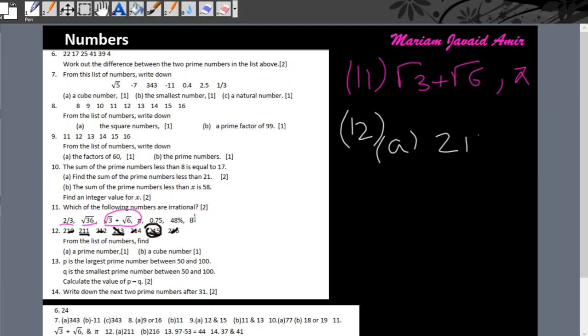So 211. And then the next part is a cube number. For a cube number, simply take the cube root of all these numbers and you will notice that 216 is the cube of 6. So 216 is the cube number in the list. Okay. Question 13.